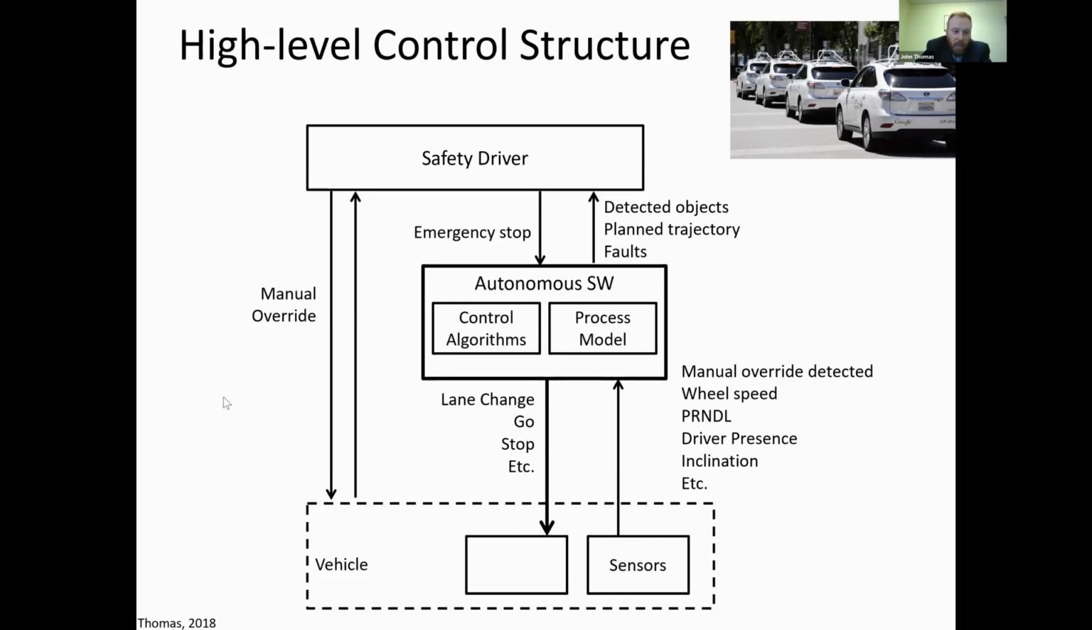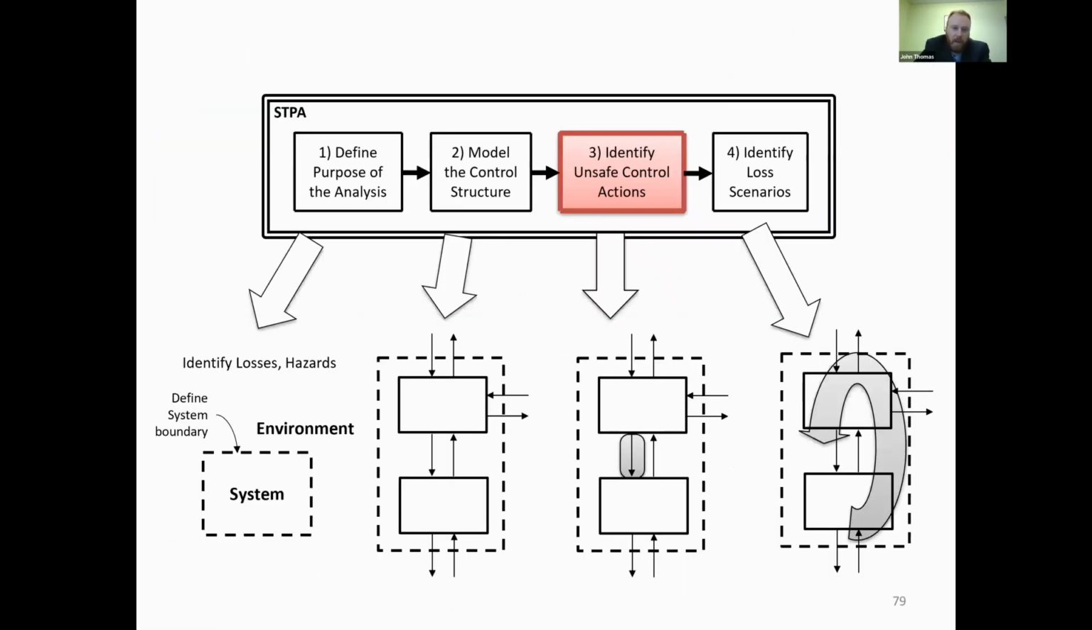Somebody stop me if you want me to explain this a little more, but I think this is kind of clear. Even if you're not an engineer working on self-driving cars, I think this is fairly straightforward to understand. We've got the emergency stop control action up here. And we've got some very basic, very abstract control actions from the software. So let's move on. Let's go to step 3, identify unsafe control actions.